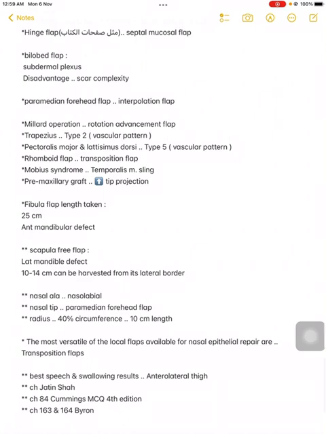Regarding nasal ala, it can be reconstructed using the nasolabial flap. Nasal tip, paramedian forehead flap. Nasal ala, we say nasolabial flap. And if you remember, I mentioned paramedian forehead flap. So the main flap for reconstructing the nasal area is nasolabial flap. And in certain cases, such as through and through defect, we can use paramedian forehead flap. So pay attention to this point.